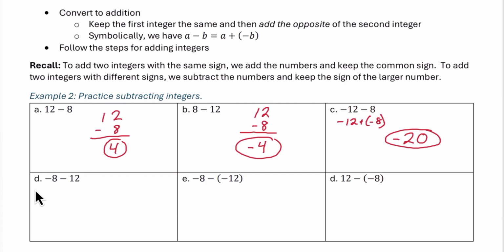In this example, we have negative 8 minus 12. We can think of that as negative 8 plus negative 12. Adding 8 and 12 will give us 20, and since they're both negative, our answer is also negative.